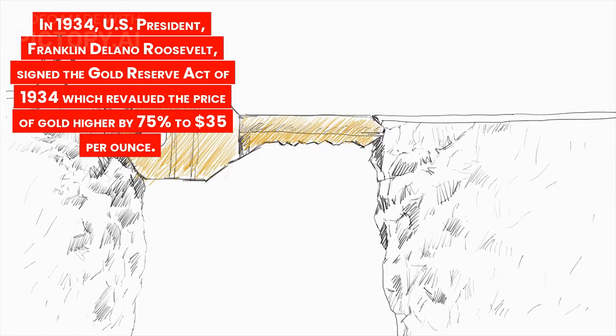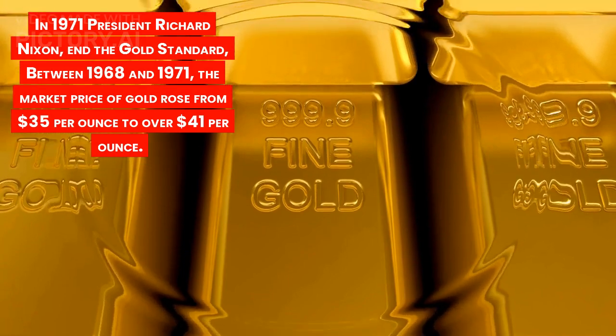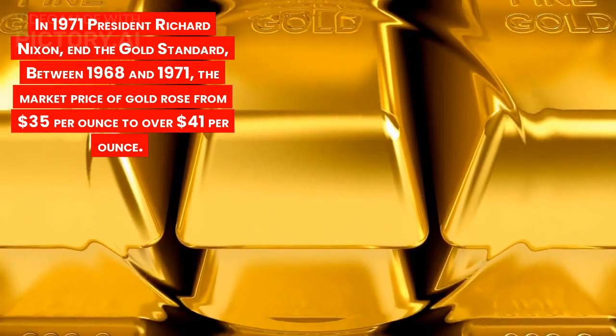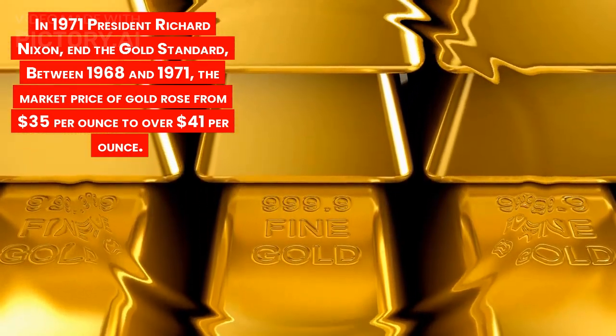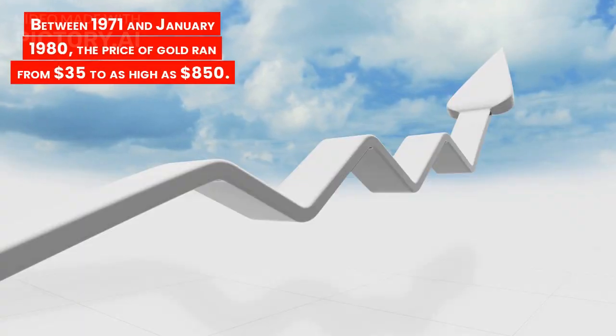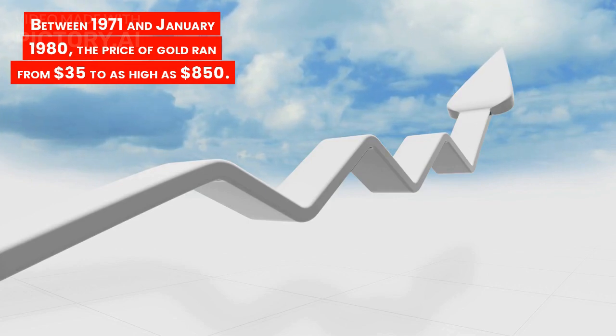In 1934, U.S. President Franklin Delano Roosevelt signed the Gold Reserve Act of 1934, which revalued the price of gold higher by 75% to $35 per ounce. In 1971, President Richard Nixon ended the gold standard. Between 1968 and 1971, the market price of gold rose from $35 per ounce to over $41 per ounce. Between 1971 and January 1980, the price of gold ran from $35 to as high as $850.